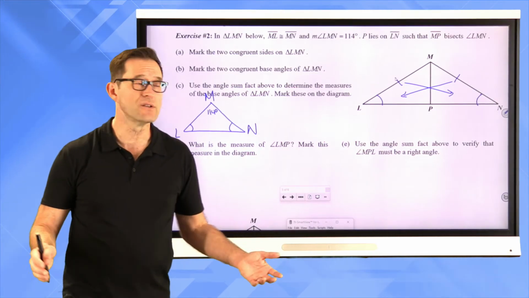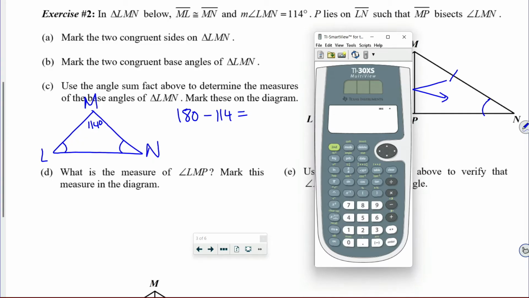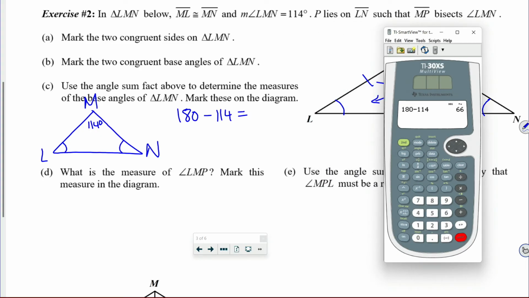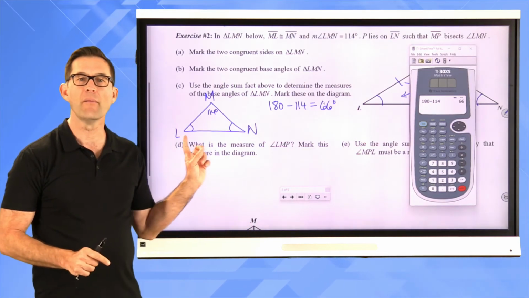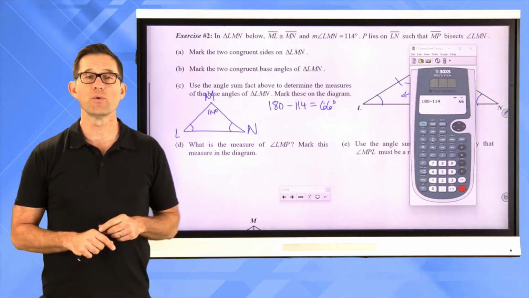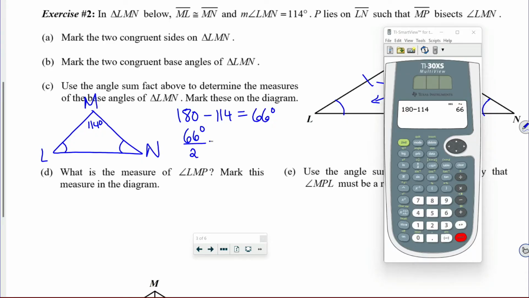So the easiest thing to do is to take 180 and subtract 114. That's why I've got my handy calculator. 180 minus 114. Of course, you can be doing this with your graphing calculator as well. So that's 66 degrees. That is what I have left over to split up amongst these two angles. Since those two angles are equal, each one of them must be 66 degrees divided by 2, or 33 degrees.